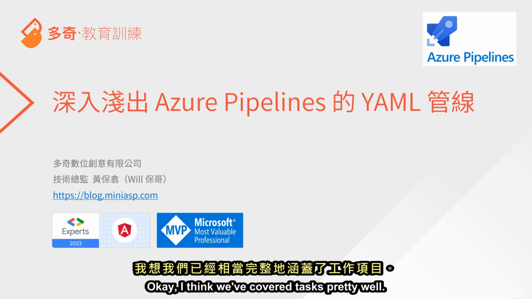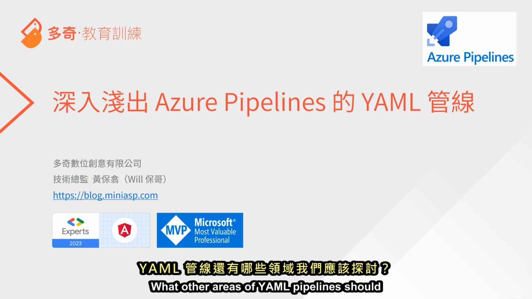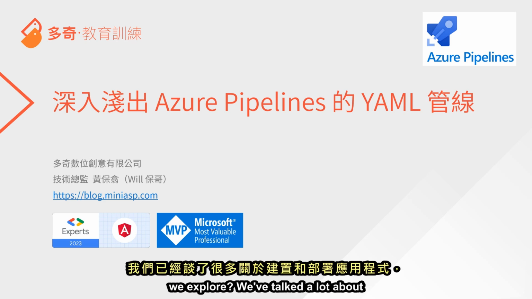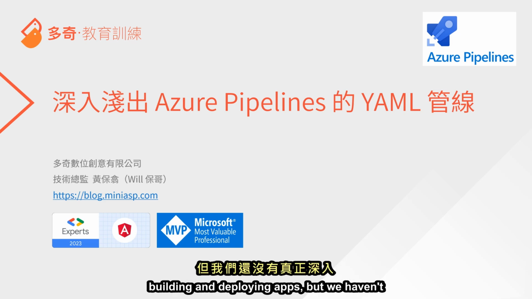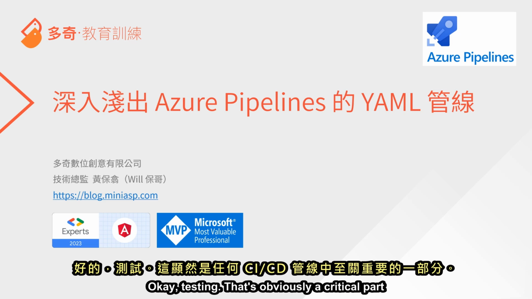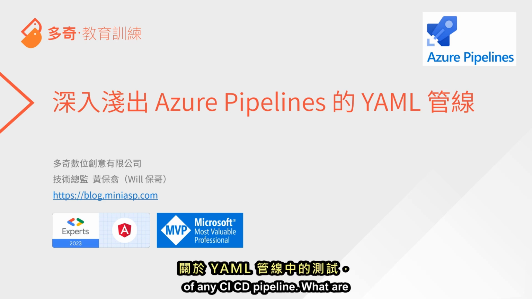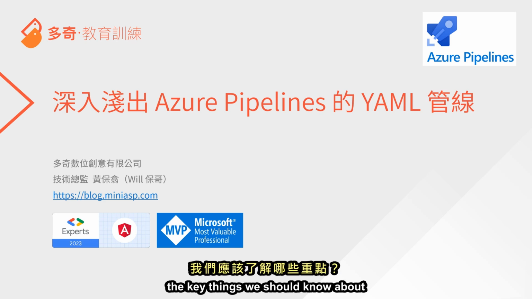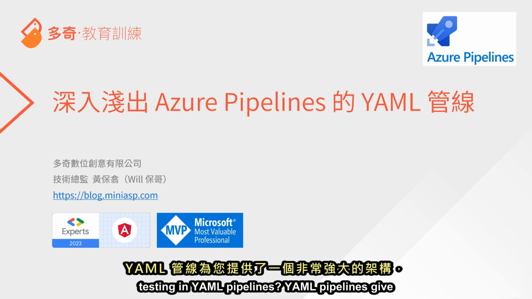Okay, I think we've covered tasks pretty well. What other areas of YAML pipelines should we explore? We've talked a lot about building and deploying apps, but we haven't really dug into the testing phase of the pipeline. Let's focus on that next. Okay, testing, that's obviously a critical part of any CI/CD pipeline. What are the key things we should know about testing in YAML pipelines?